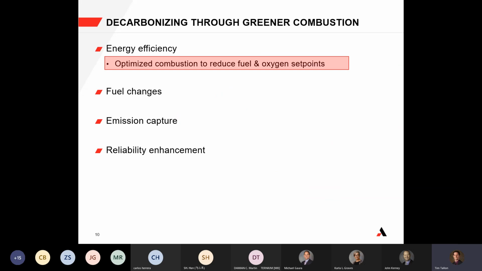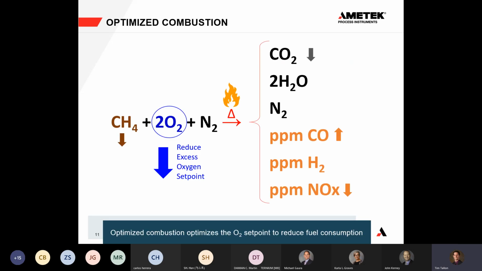So originally I told you that there were 4 different approaches, right? The energy efficiency, fuel changes, emission capture, and reliability. Now let's first talk about one form of energy efficiency, which is optimized combustion. Optimized combustion means reducing your fuel and oxygen set points, whatever you use for that oxygen measurement, to maintain a stable set oxygen reading.